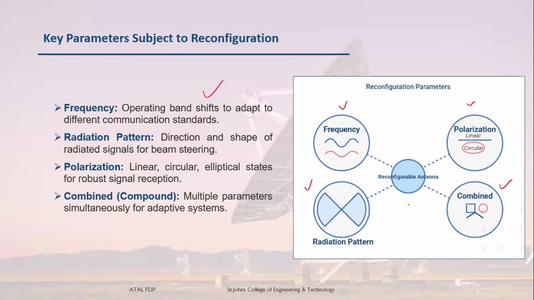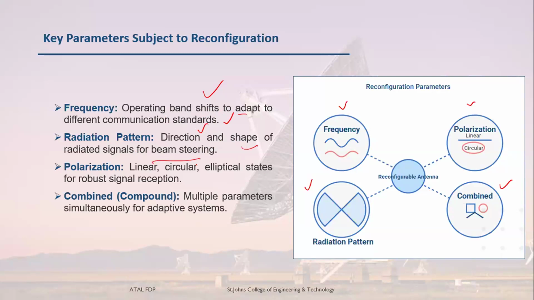So reconfigurable antennas, what are the parameters? One is the frequency. We will change the frequency and the radiation pattern, not only the direction but also the shape. Don't think that pattern reconfigurable antennas will change only the direction. We should think about the shape. Shape can be changed, and direction also can be changed. We call it beam steering.